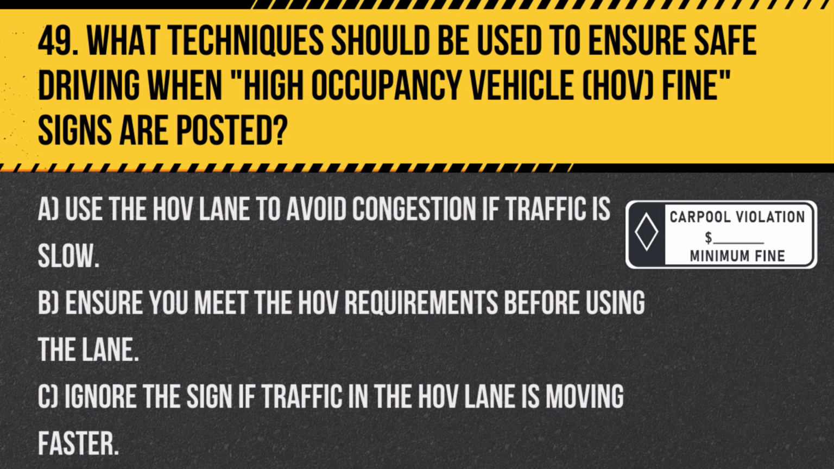A. Use the HOV lane to avoid congestion if traffic is slow. B. Ensure you meet the HOV requirements before using the lane. C. Ignore the sign if traffic in the HOV lane is moving faster. Answer. B. Ensure you meet the HOV requirements before using the lane. Adherence to HOV lane rules is essential to avoid fines and maintain orderly traffic flow.